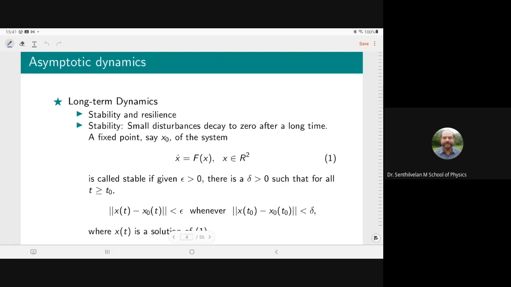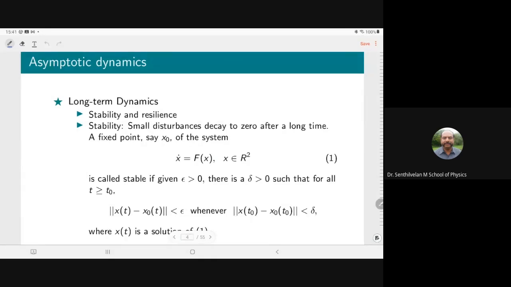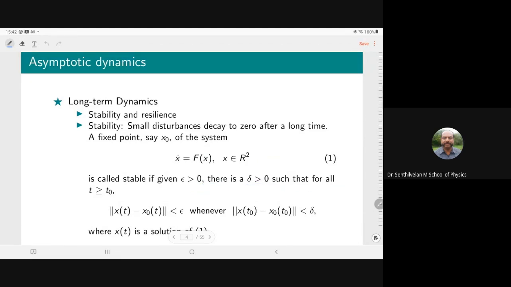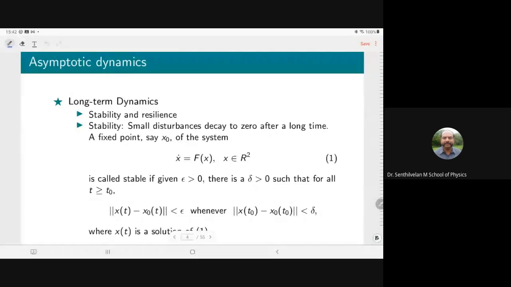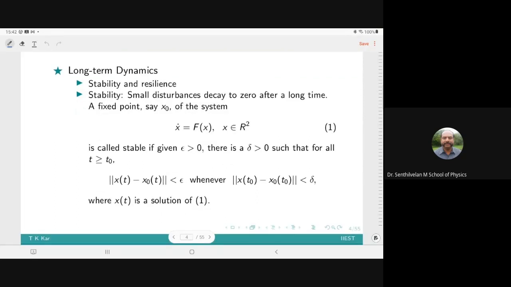Suppose we consider a fixed point x naught for the system x dot equals f(x), x belongs to R square. Here I have considered only two dimensions, though it is not necessary; just as an example, I have considered the two-dimensional case. Here it is given that for a given epsilon greater than 0, if there is a delta greater than 0 such that for all t greater than or equal to t naught, the initial time, norm of x(t) minus x naught is less than epsilon whenever norm of x(t naught) minus x naught is less than delta, then we say that the equilibrium point or the fixed point is stable, not asymptotically stable.